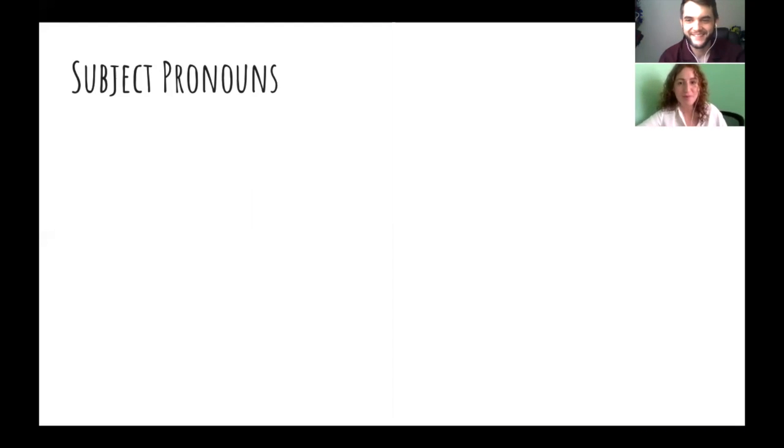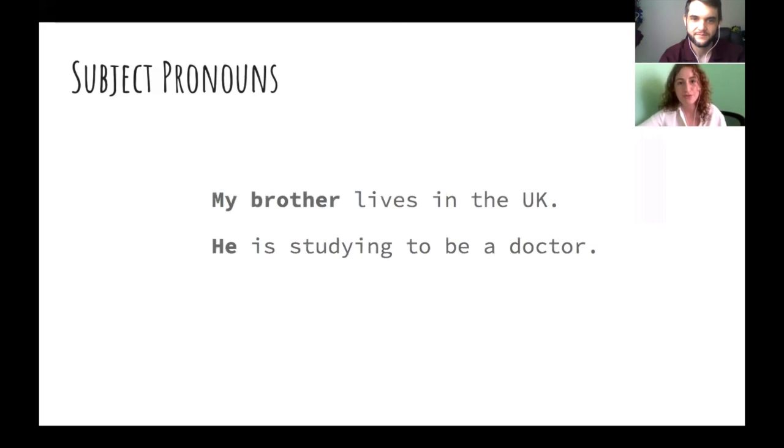Something else we need to talk about when we're looking at subjects is subject pronouns, okay? And I'm going to give us an example straight away to explain what these are. Subject pronouns are something we use to refer back to existing subjects that we've already established. As in these examples, so, my brother lives in the UK. He is studying to be a doctor. Here we have the subject pronoun he. And this replaces the subject, my brother. It refers back to it, just to avoid repetition.